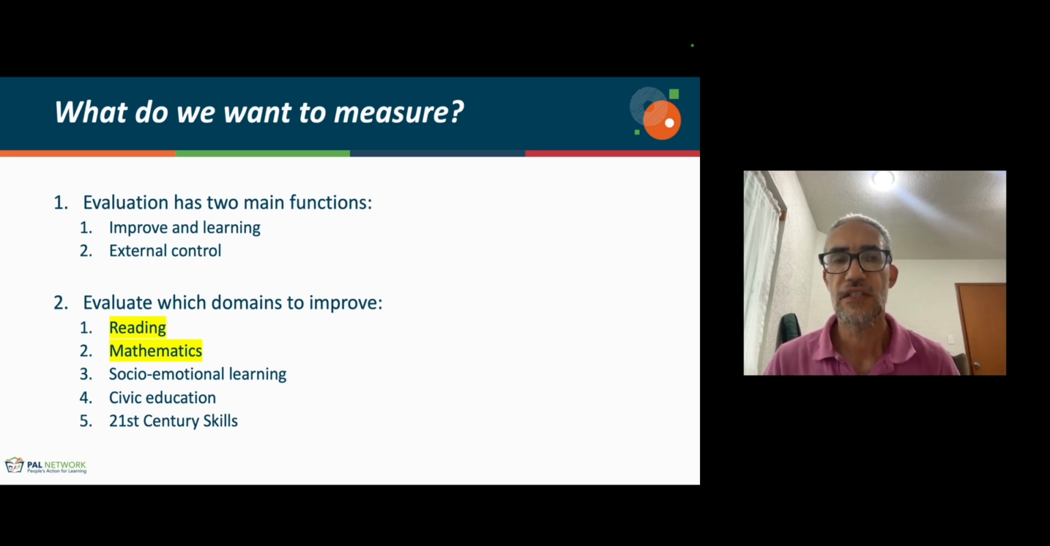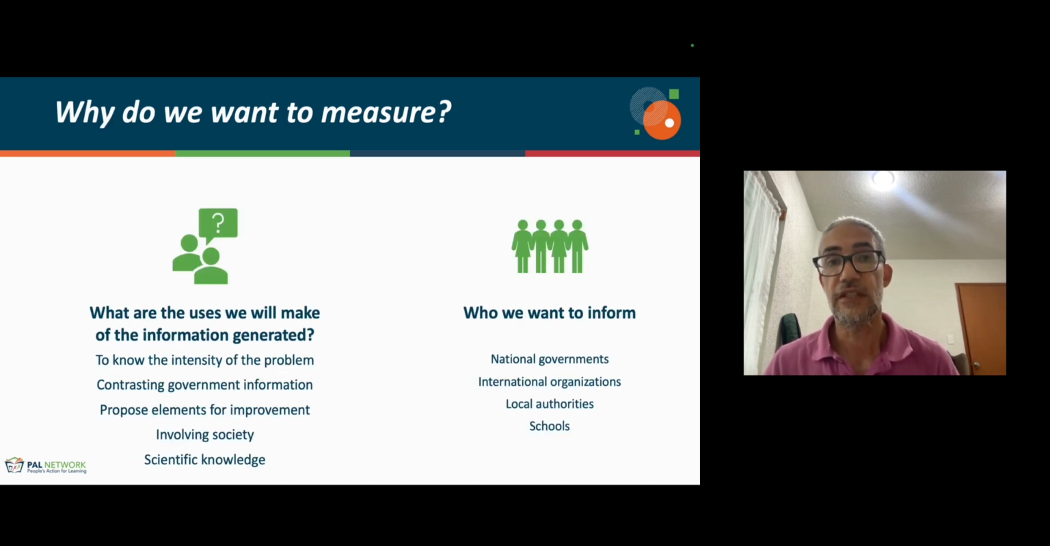The second decision is to evaluate which domains need to improve. In our case, we work with reading and math, numeracy, because we are confident that these two domains are fundamental learnings that we need to assimilate over time in order to maintain successful trajectories in education.